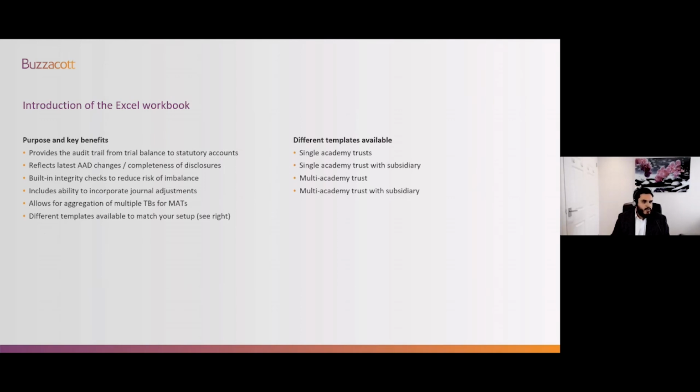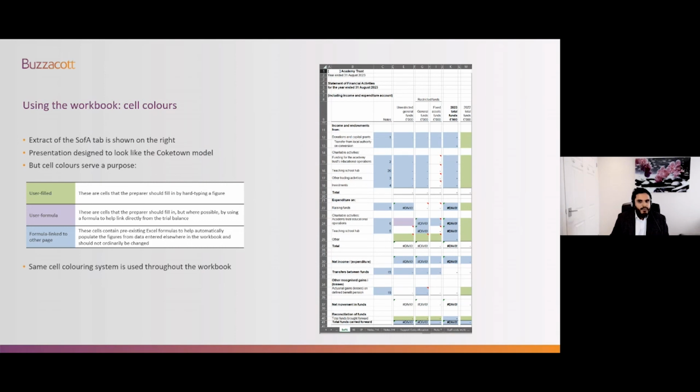And finally, it also provides you a simple way of aggregating the individual trial balances for multiple schools within a multi-academy trust. And hopefully we'll be able to showcase some of these benefits in a bit more detail later within this presentation. So just moving on to my next slide, we can begin by seeing what this workbook actually looks like. So on the right-hand side of the slide in front of you, you'll see the Statement of Financial Activities tab or the SOFA tab, which pretty much looks like the SOFA that you'll find within the Coketown model accounts.